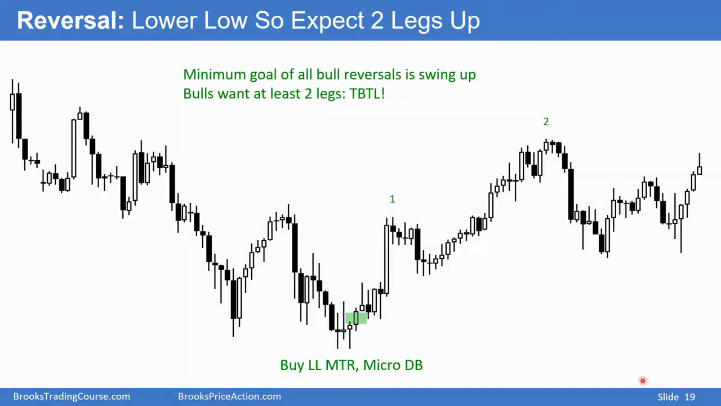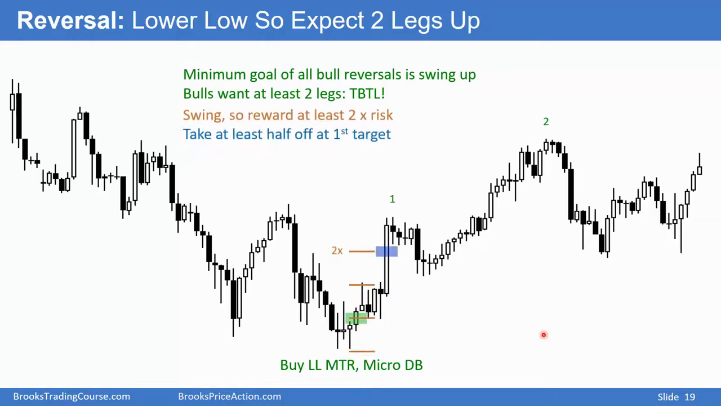Minimum goal for all bull reversals is a swing up. A swing up, you want at least TBTL, 10 bars, two legs. And we have more than 10 bars, and we have two legs. The minimum objective has been met. It's a swing trade. In general, it's good to take off half of your position at 2 times your risk.